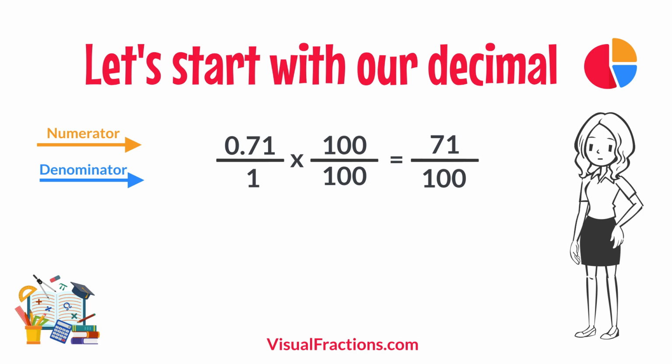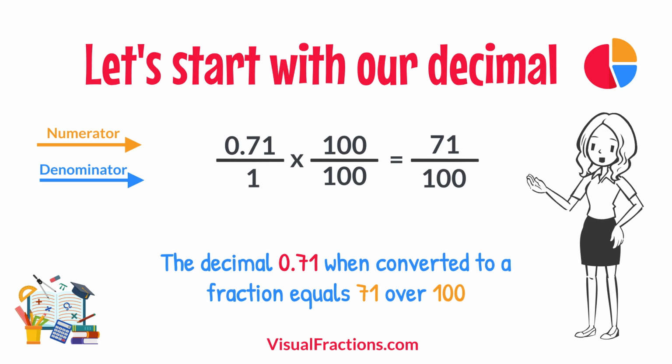And there you have it. The decimal 0.71 when converted to a fraction equals 71 100ths. This fraction is in its simplest form and cannot be further simplified.